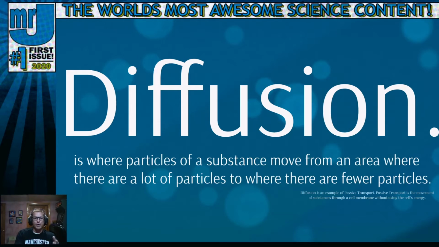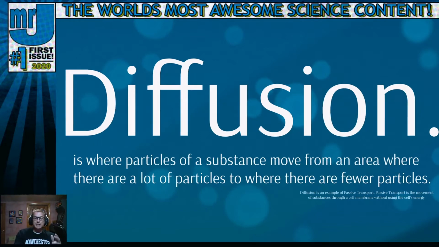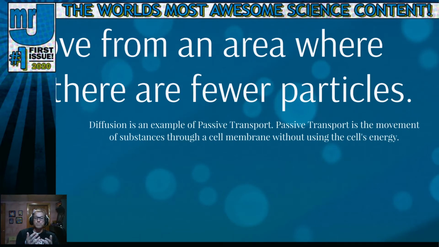Diffusion is also how materials move in through the cell membrane. If a cell is low on water and there's more water on the outside, that water will move from where there's a lot on the outside to where there is not on the inside of the cell. Diffusion is an example of something that is called passive transport. Passive transport is the movement of substances through a cell membrane without using any energy. So this is one of the processes that a cell can do without using energy, and that is soaking up things that are around it that there are more of. Diffusion, a lot to where there's not.